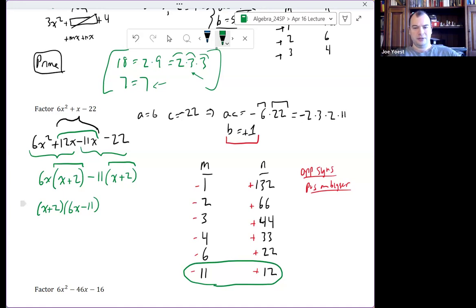If I FOIL, first gives me 6x squared. My outside gives me minus 11x. My inside, plus 12x. That nets to plus 1x. And my last gives me -22. So that looks good.